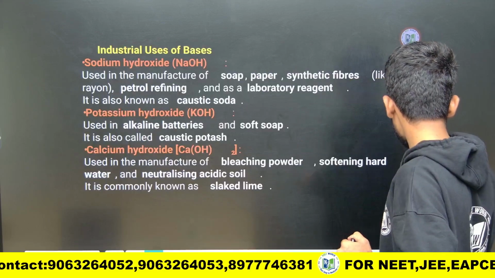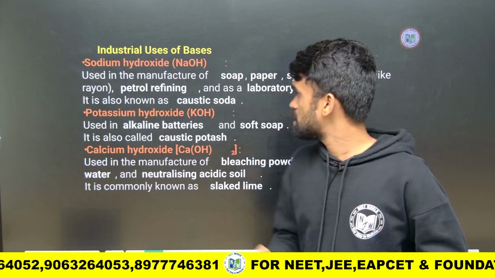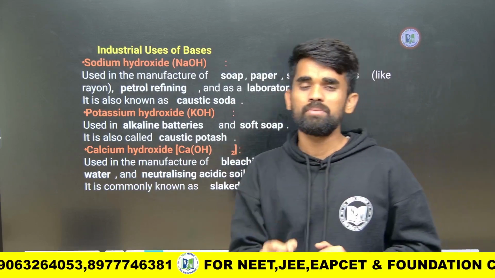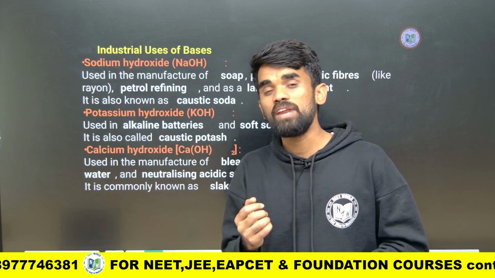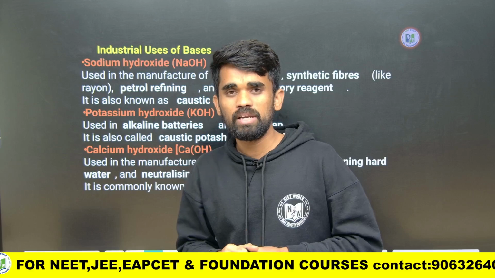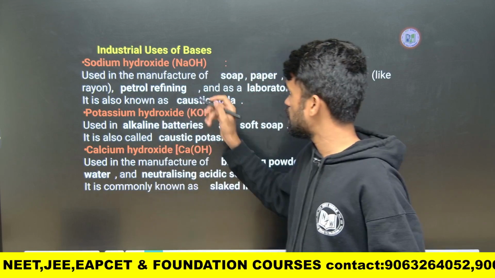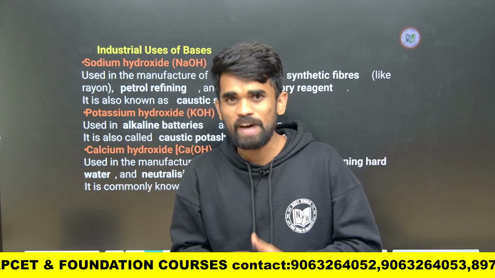And what are the general industrial applications of bases? Sodium hydroxide, which is called caustic soda, and potassium hydroxide, which is called caustic potash, are used in the manufacturing of soaps, like soft soaps and hard soaps. We will be studying about that. Generally, potassium-containing soaps are considered to be soft soaps.